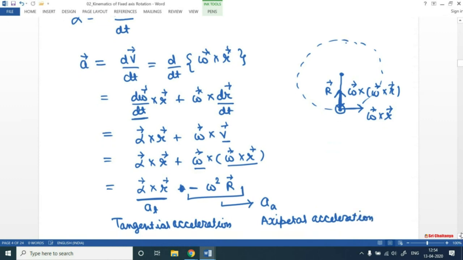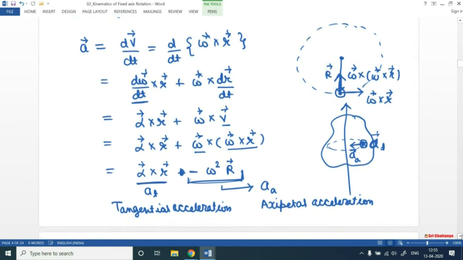Please try to understand the difference between centripetal and axipetal. Centripetal is towards the center, and axipetal here is towards the axis. So wherever this point we are taking, if we are trying to find this component of acceleration, it will not be toward the center, but towards the axis. Let's say, for example, this is the rigid body. If it is undergoing fixed axis rotation, it will have two components of acceleration. One would be axipetal and the other would be tangential over here. So please try to understand these two components of acceleration whenever we are looking at this.